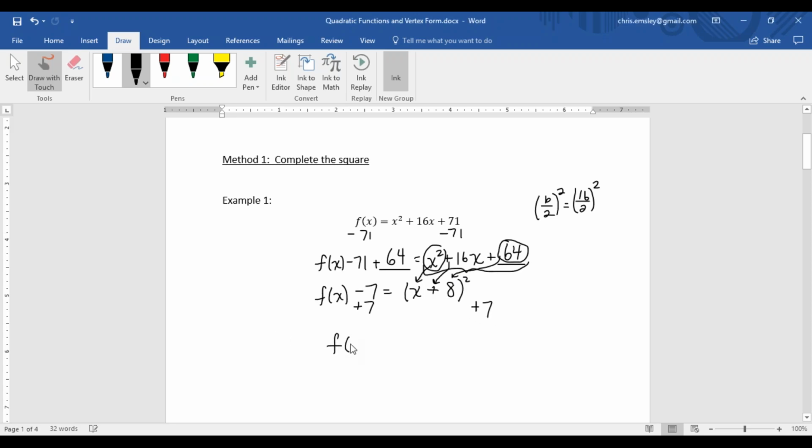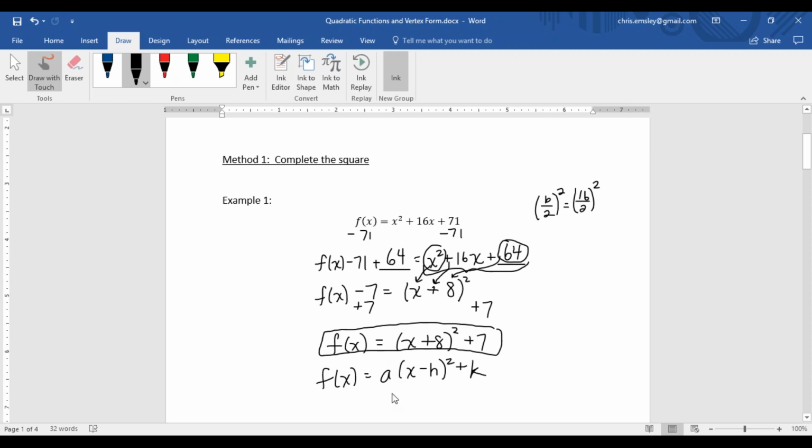So our quadratic function in vertex form looks like this. And let's compare that to the formula for vertex form. Okay, because that's how we're going to figure out what our vertex for this specific function actually is. Notice that our a value in this case is 1. We don't have a coefficient there.